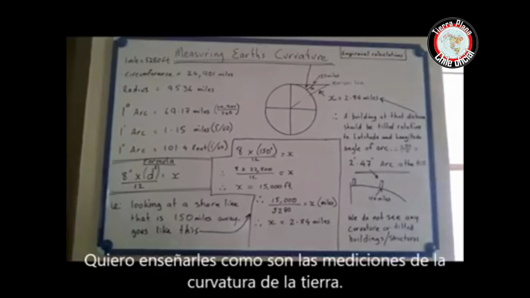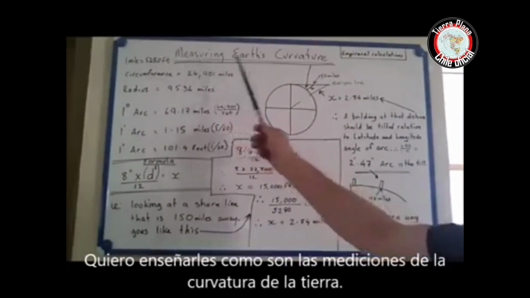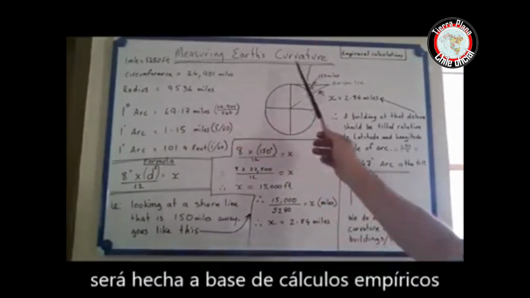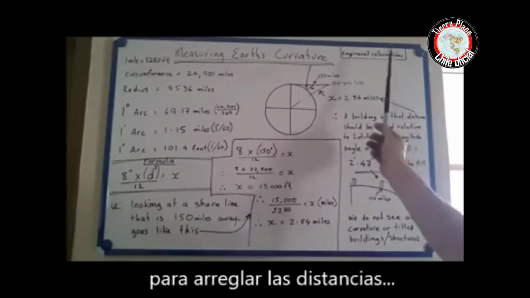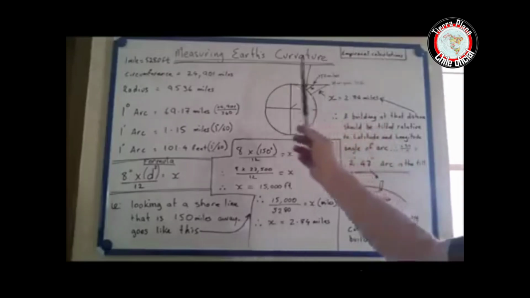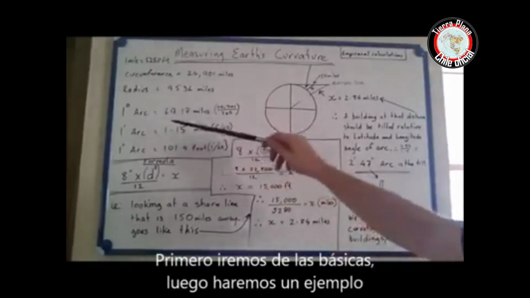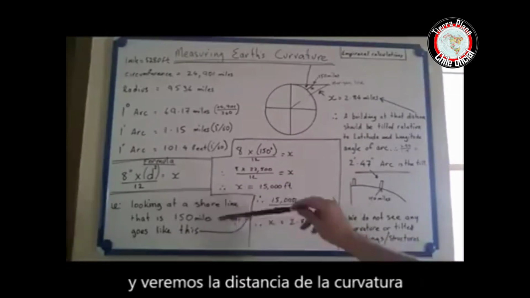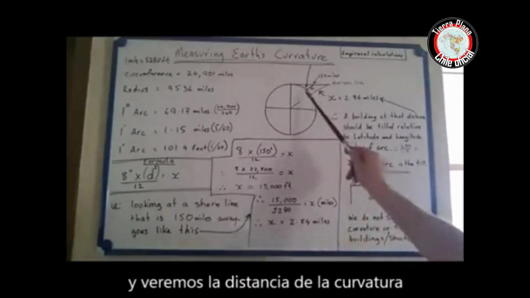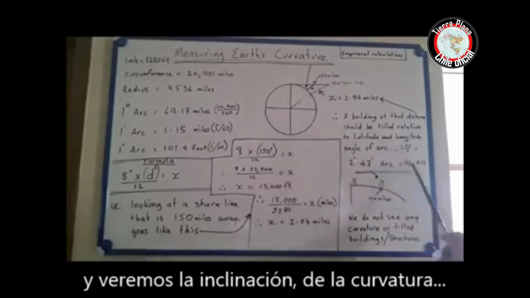Today I want to show you how to measure the Earth's curvature. We'll be doing this with empirical calculations to work out distances. First we'll go through the basics, then we'll go through an example, and we'll be looking at the distance of curvature, and then the tilt of that curvature.